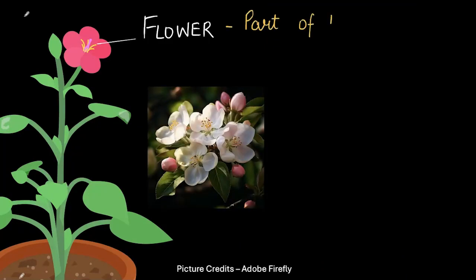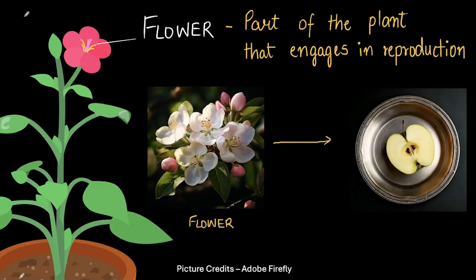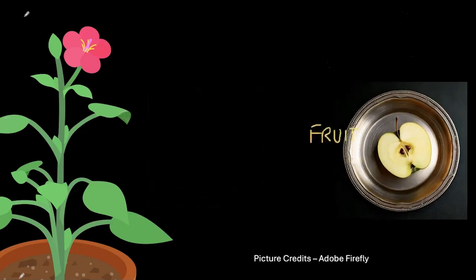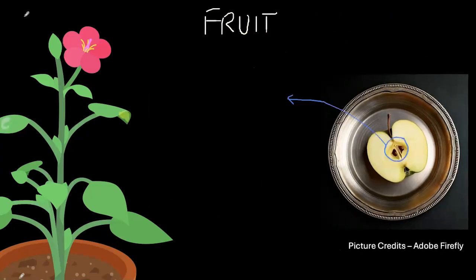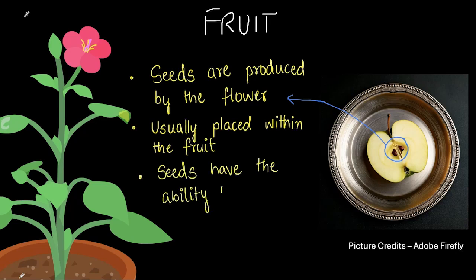The flower is the part of the plant that engages in reproduction. So the flower usually turns into a fruit. Parts of the flower turn into the fruit, and it's within the fruit that the secret to reproduction lies. You guessed it right. It's the seeds, the seeds that are inside the fruit. They are responsible for reproduction, and the seeds are produced by the flower, and they're usually placed within the fruit. Seeds have the ability to make a new plant. So when the seed is planted under the ground, it slowly germinates, and then it starts giving a root and a shoot, and it becomes a plant.